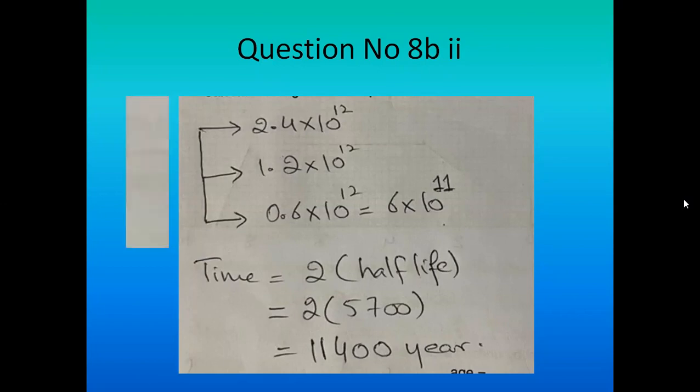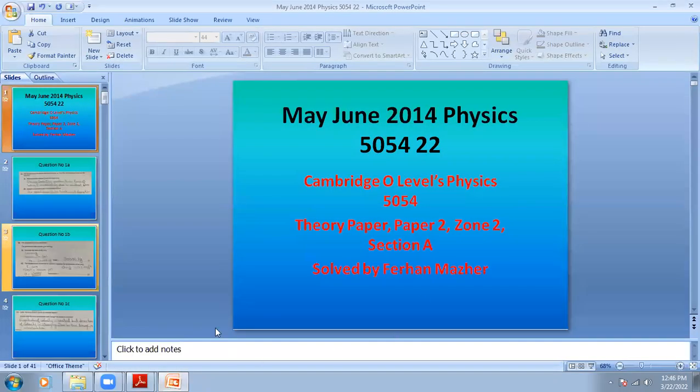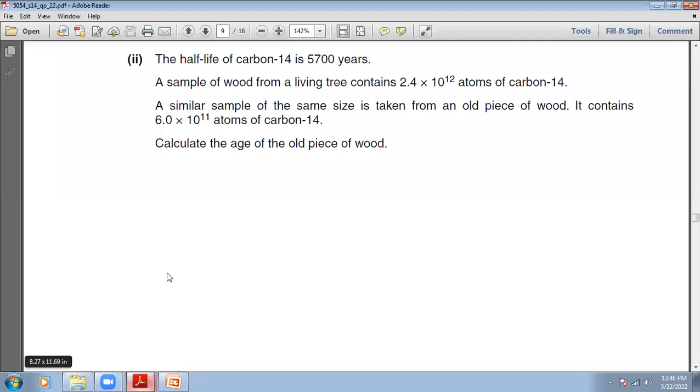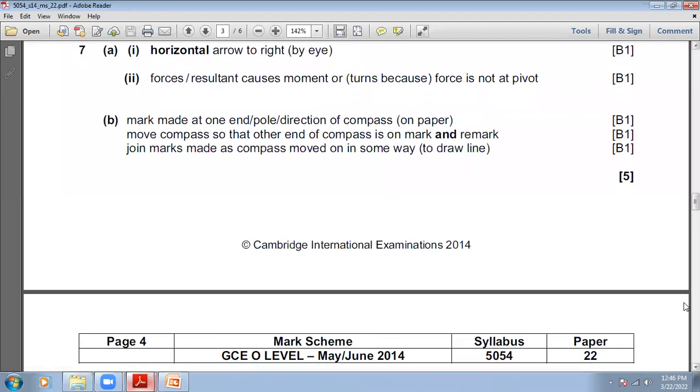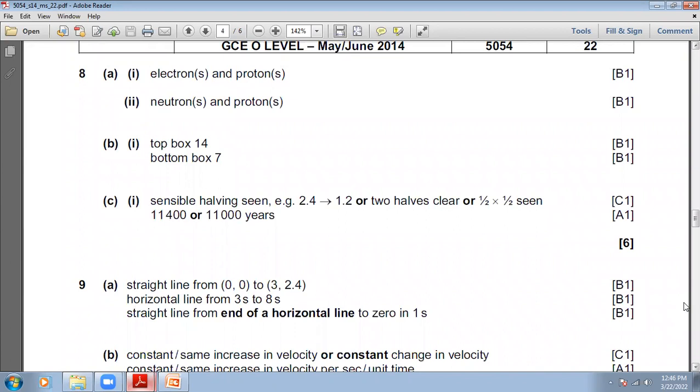So my dear students, today we have attempted this paper, but before finishing section A of this paper, let me show you the marking scheme of question number 8. Question number 8's marking scheme is showing up on your screen: electrons, protons, neutrons, protons, top box 14, bottom box 7. Okay, so 11,000 years or 11,400 years. So our answers are right.